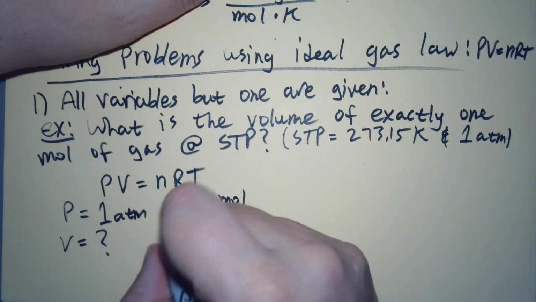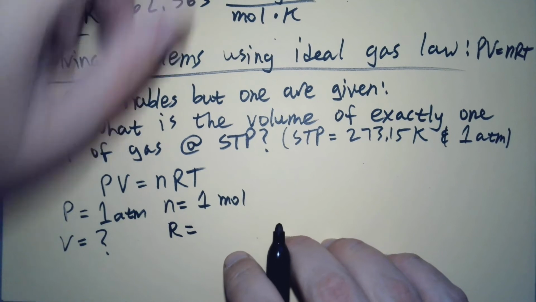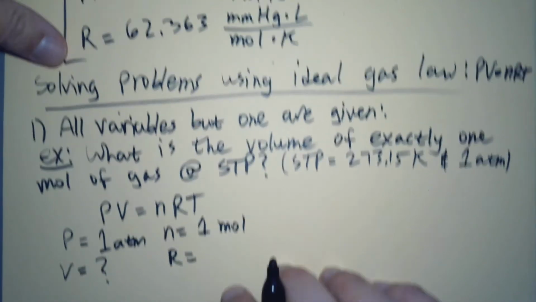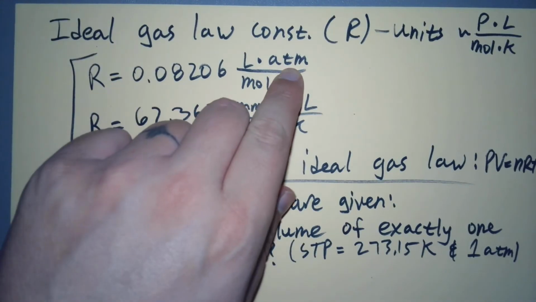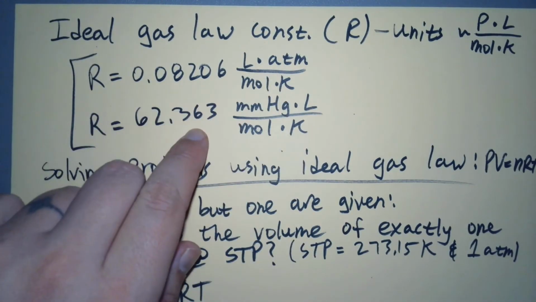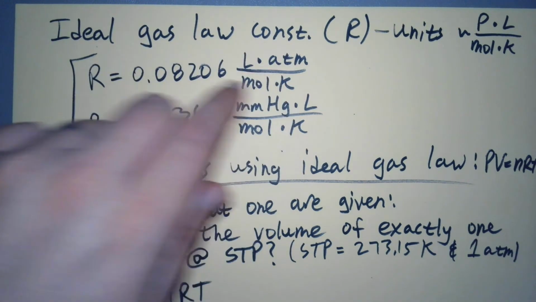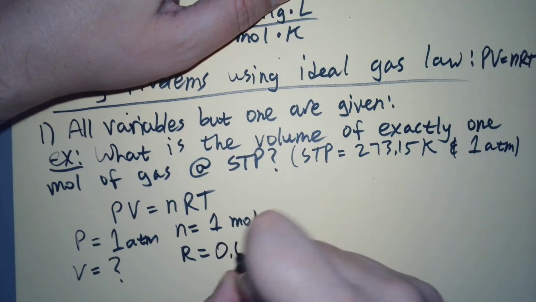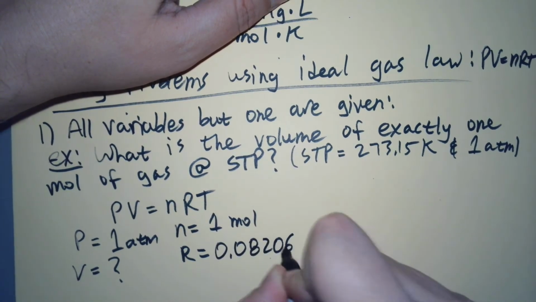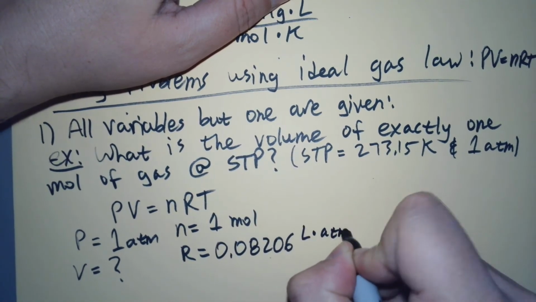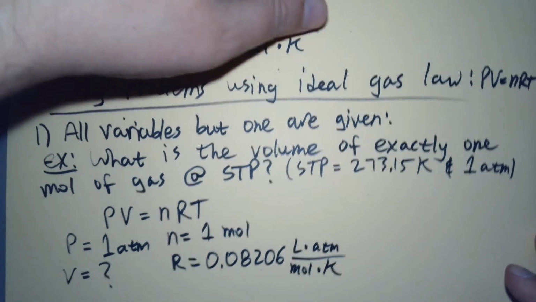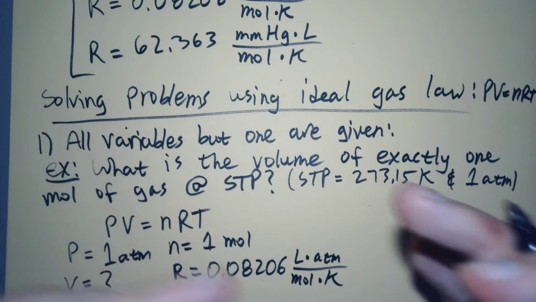Do we know R? Well, yeah. Do we know which one we want to use? We want to use the one with atmospheres, right? So we want this one right here. If we had millimeters of mercury, we'd use this one. But this is our guy right here. So it is 0.08206 liters atmospheres per mole Kelvin. Very important you write those units, by the way. Otherwise, you might have the wrong value of R, or you might have it upside down or something.